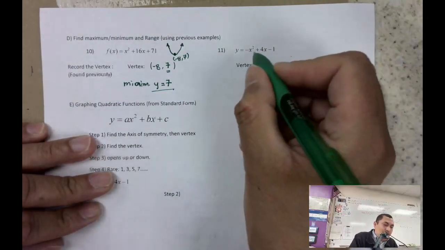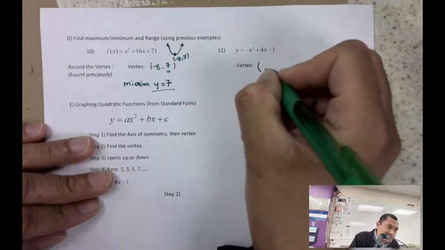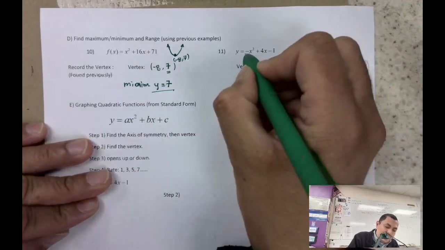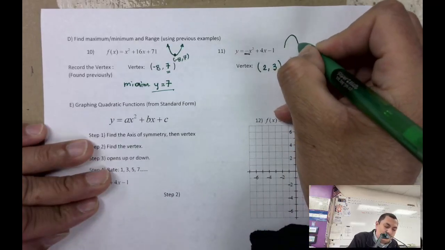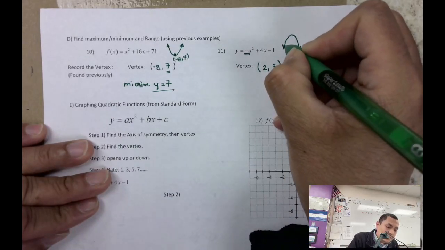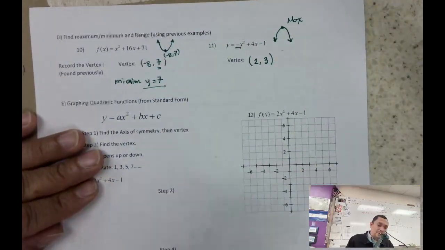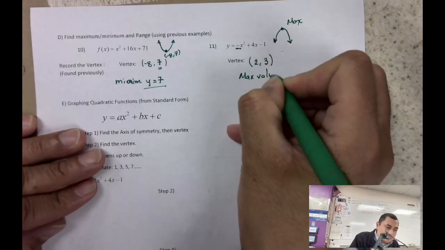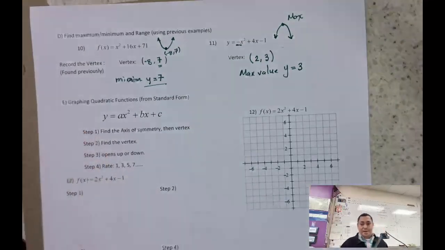This one. What is the vertex? The vertex of this function was 2, 3. I can see that the value of a is negative, so that means that parabola is going to open down, so you're going to have a maximum value. Maximum value. So your maximum value is y equals 3. So as simple as that one, y equals 3.